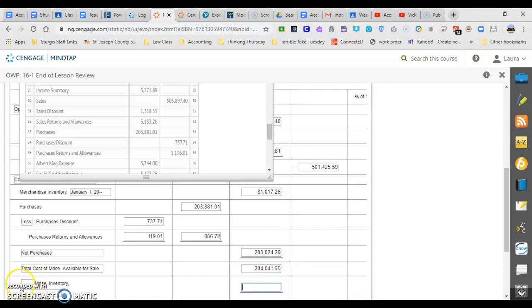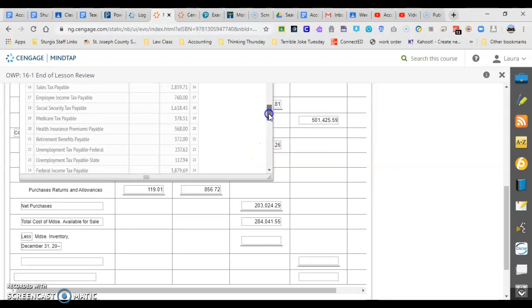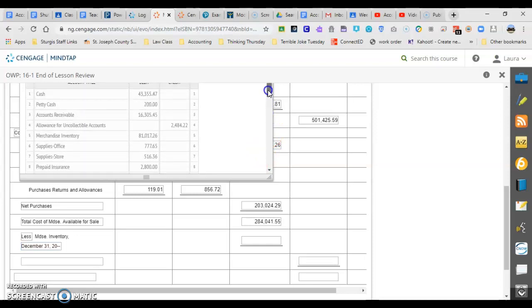Okay, so then what we're going to say is what we had to sell minus what we have left. This would say less merchandise inventory December 31st, 20 whatever. So how much we had at the end when we counted. So let's go to our inventory account after it's already been adjusted because we've gotten through that. We have left 81,017.26.